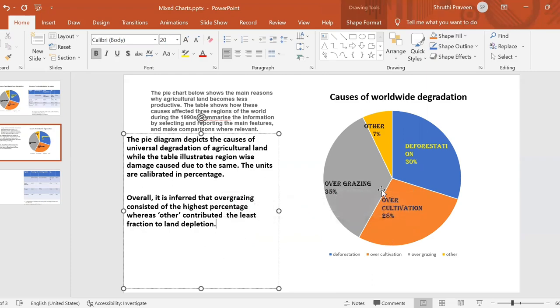In a mixed chart, you have to write the key features of both the diagrams.